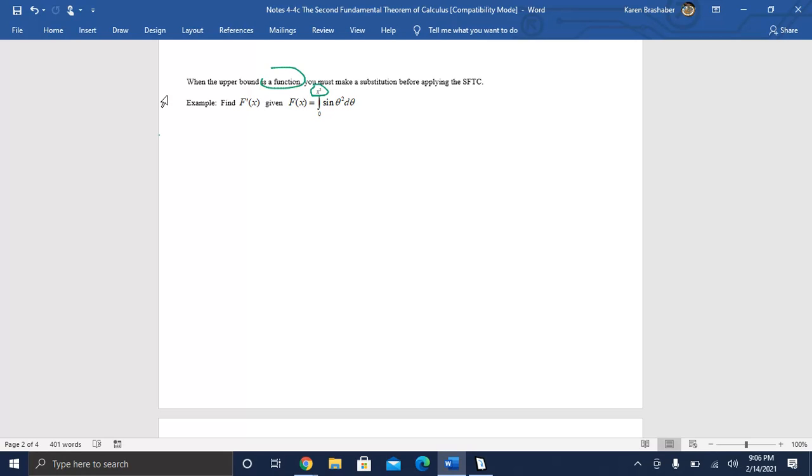It says to make a substitution before applying the second fundamental theorem of calculus, and that's technically the way that you'll do it. But instead, I'm just going to make a note up here that we're going to do the chain rule. And when we do the example, I'll point out how the chain rule will work. So we're not going to actually make a substitution. We're going to do the chain rule. Again, this is anytime that your upper limit of integration is anything other than just an x.